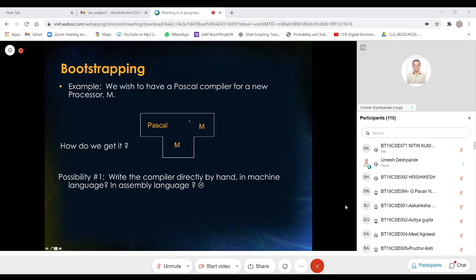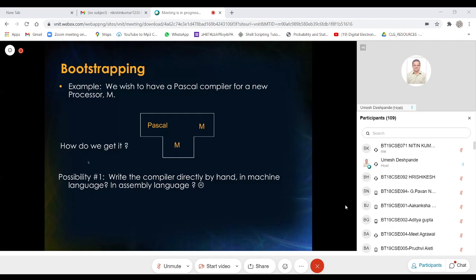So the target language is M, and the compiler itself runs on the target processor M. Therefore, we need to have the executable version of the compiler that works on this machine M. So the question is, how do we build this particular compiler?